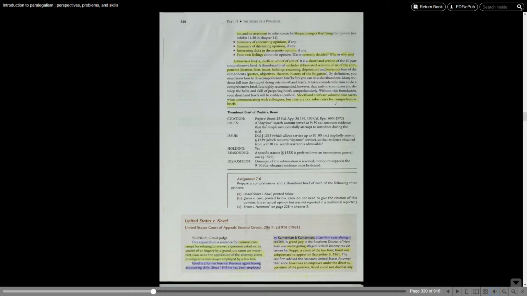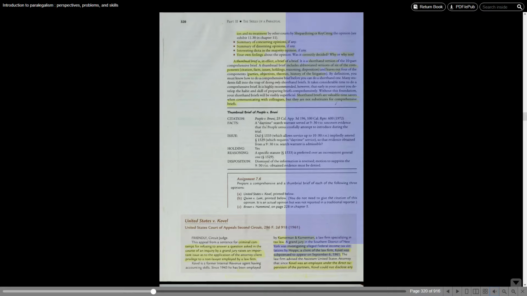Koval is a former Internal Revenue agent having accounting skills. Since 1943, he has been employed by Kamerman & Kamerman, a law firm specializing in tax law. A grand jury in the Southern District of New York was investigating alleged federal income tax violations by Hobbs, a client of the law firm.